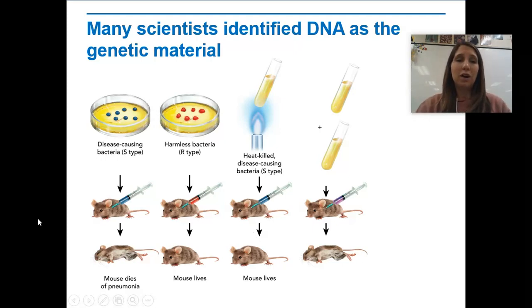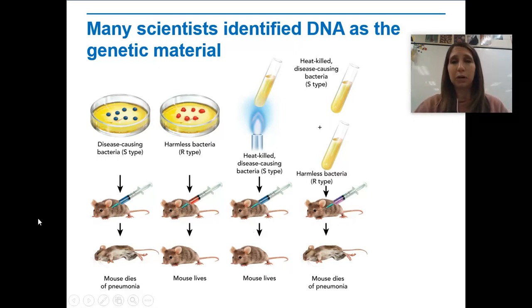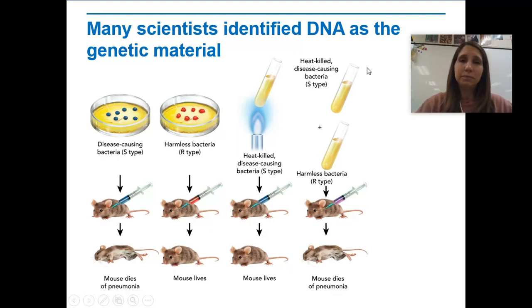Now, where something new happened, where he was able to figure out that there was something being passed and used in this transformation process, was he would take these heat-killed S-type bacteria that were normally harmful, right? But in this context, when they're injected, the mouse still lives. And then he combined that with the harmless R-type bacteria. And what he found was really interesting. When he injected that, the mouse actually ended up dying of pneumonia, which was crazy unexpected for him.